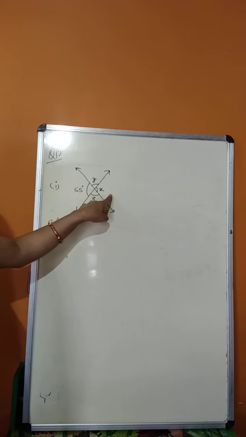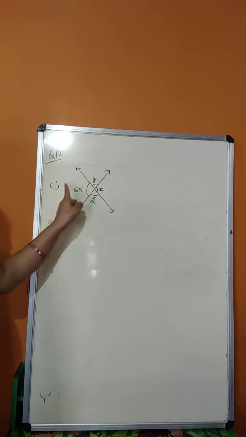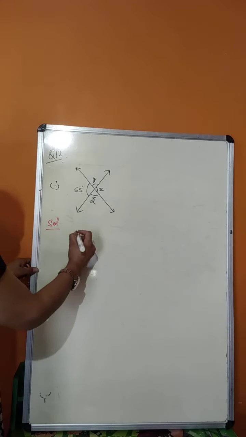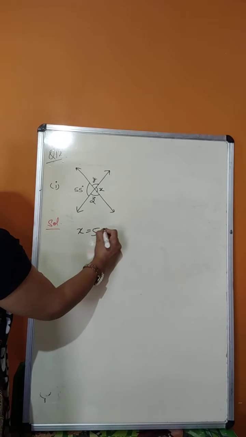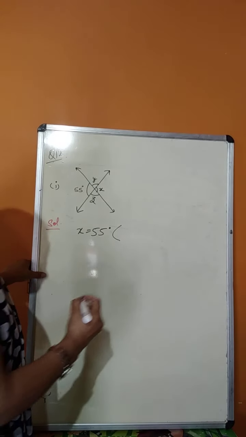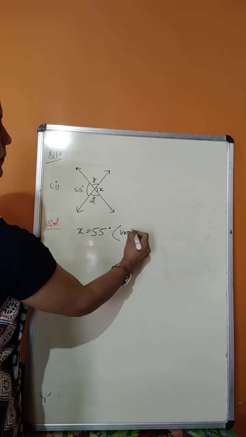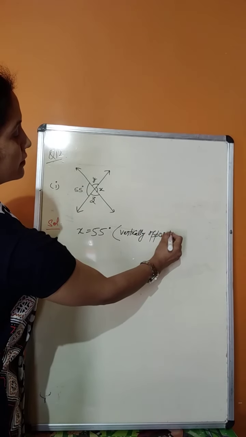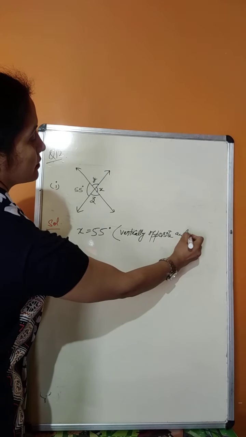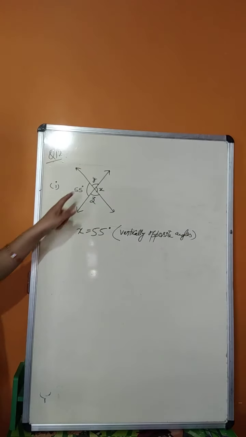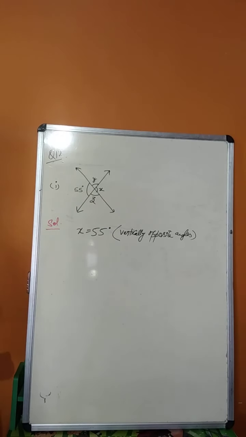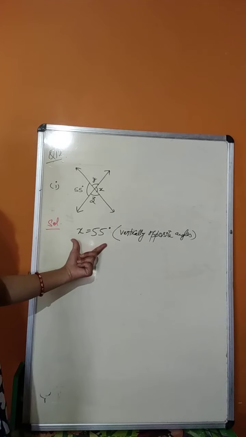See in this figure, this is 55 degrees. So its vertically opposite angle is x. This should also be equal to 55 because they are vertically opposite, and vertically opposite angles are equal. Therefore we can write x is equal to 55 degrees, and the reason is vertically opposite angles. So this is the value of x.